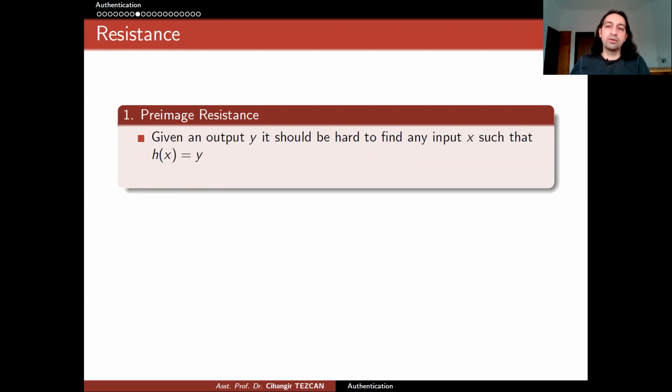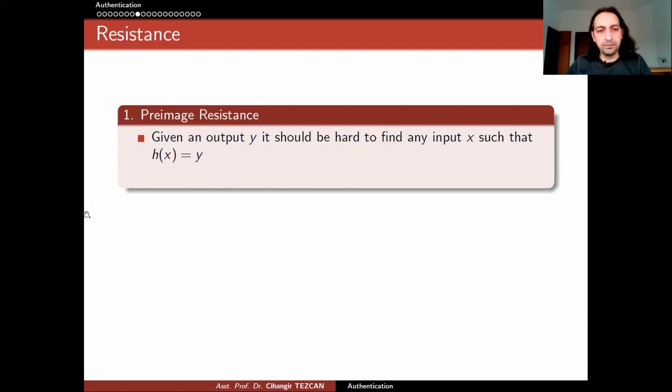You lose information, so it is not easy to go back. But most of the time, it doesn't matter which input gave the Y. If you can find something else that also gives this output, it will be enough for you too. So it should be hard to find any X that gives you that output.